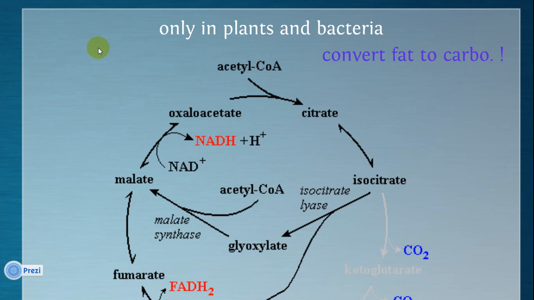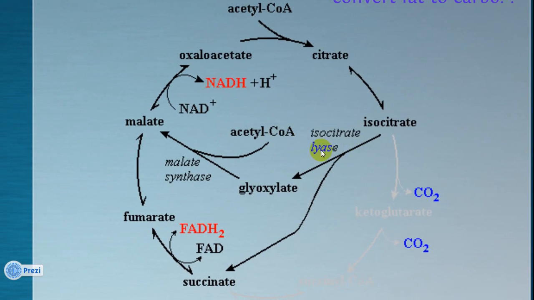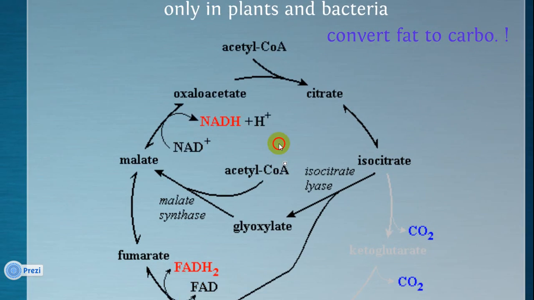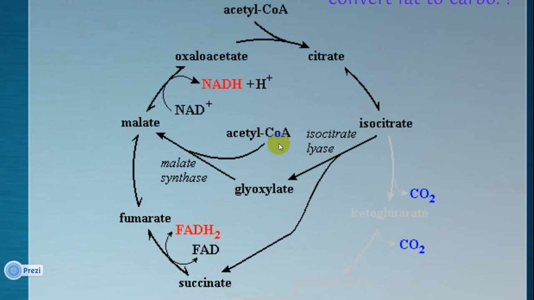Why does this pathway happen only in plants and bacteria? Because in the humans we don't have those two enzymes. The isocitrate lyase and the malate synthase are the enzymes that are responsible for making the glyoxylate pathway in the plants and in bacteria. So this is the end of chapter 19.